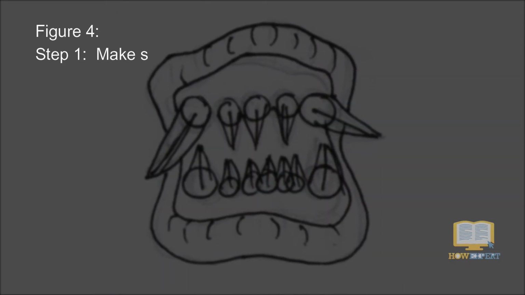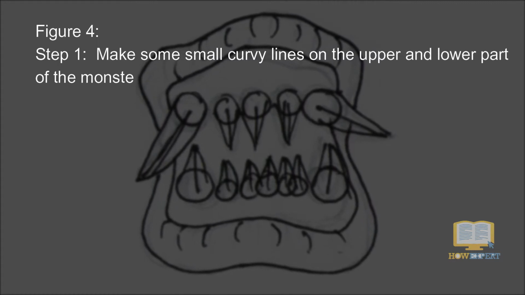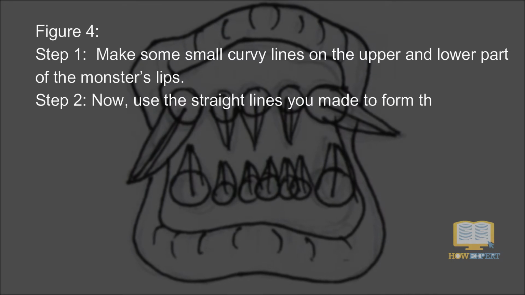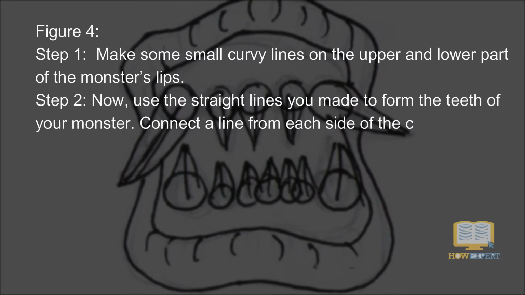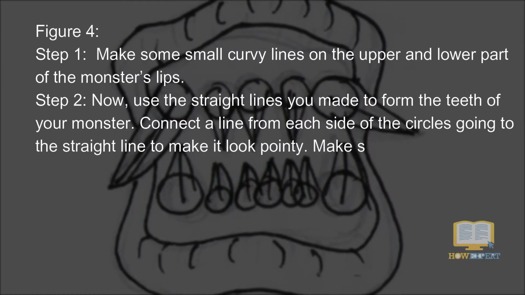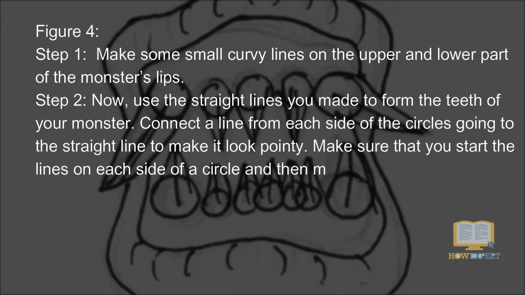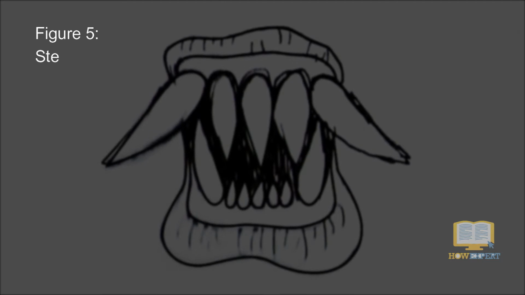Figure 4. Step 1. Make some small curvy lines on the upper and lower part of the monster's lips. Step 2. Now, use the straight lines you made to form the teeth of your monster. Connect a line from each side of the circles going to the straight line to make it look pointy. Make sure that you start the lines on each side of a circle and then meeting at the tip of the straight line.